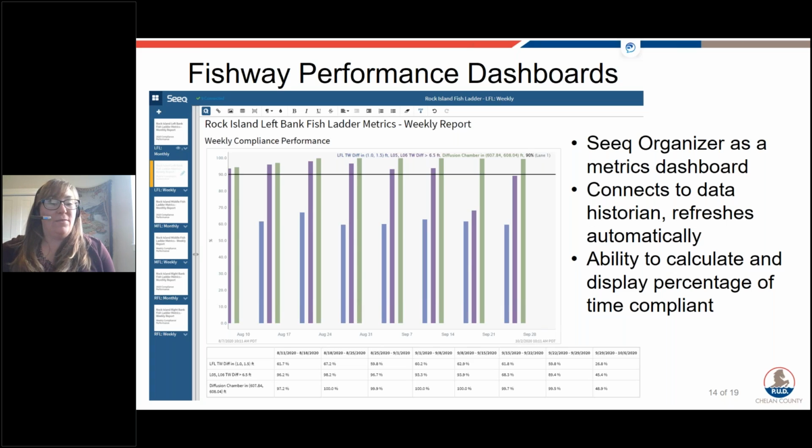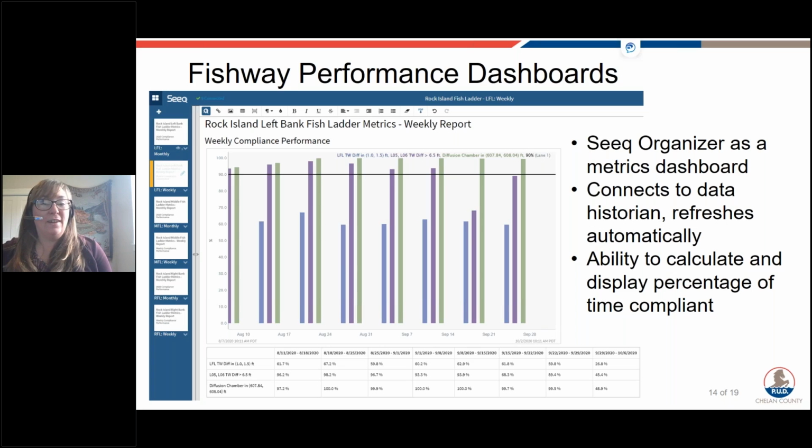So in this slide, what I have is a screenshot of the Fishway metrics dashboard, which uses the Seeq Organizer. What Jessica showed earlier is the analysis functionality, but here in the Organizer, it allows you to assemble that analysis into a document that anyone with a Seeq license in our organization can view.